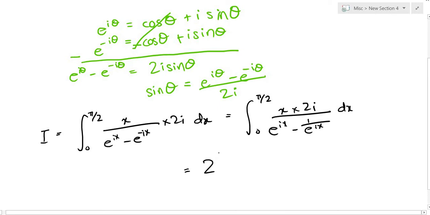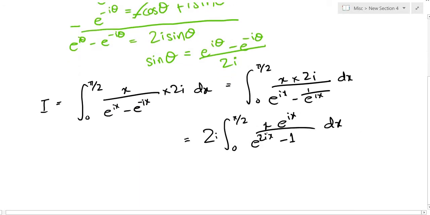So we have a 2i outside, because i is also a constant. Integral from 0 to pi over 2 of, well, we can cross multiply everything. We have x and then this goes on top times e raised to ix, divided by e raised to ix multiplied by itself, which is e raised to 2ix minus 1, and a dx. Now this looks like a way easier form to work with, since we're going to be using integration by parts now.